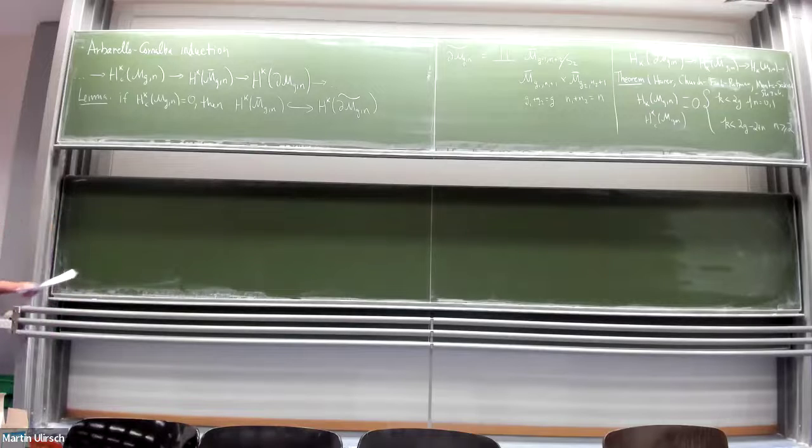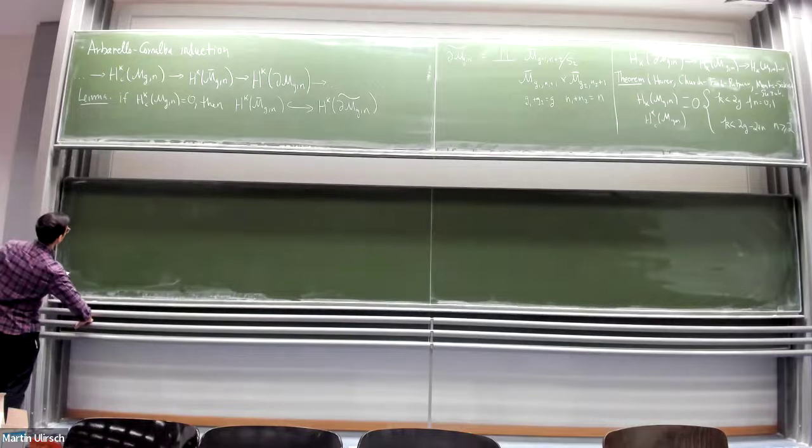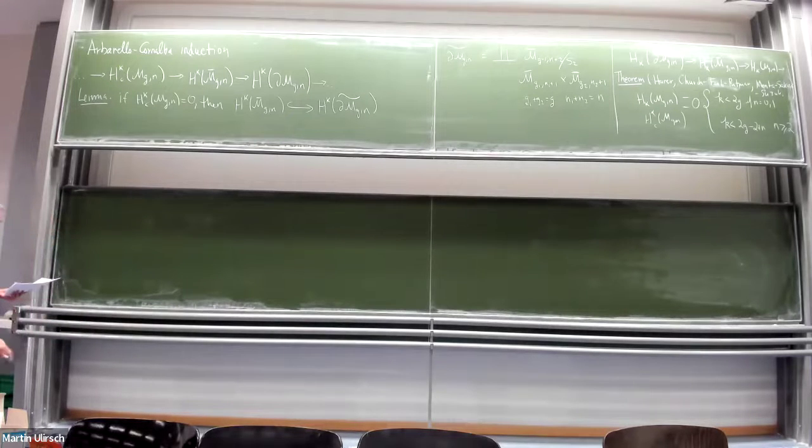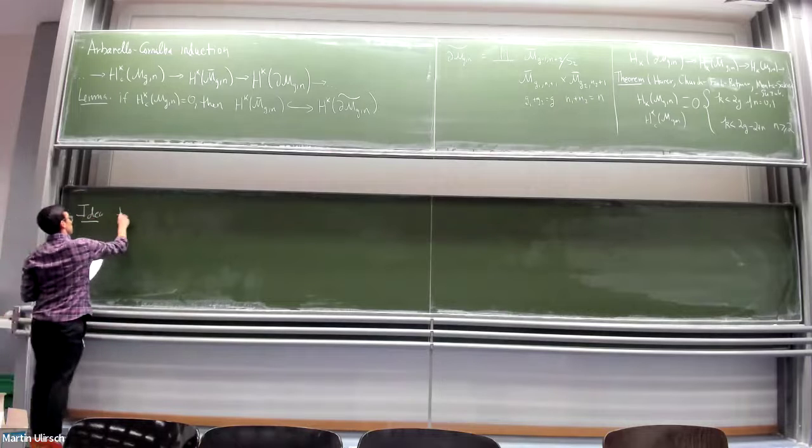I want to make one observation that makes this problem slightly easier, which is that to actually do the Arbarello-Cornalba induction, you don't need something so strong as the compactly supported cohomology vanishing. What you actually need, so the idea is to start the induction.